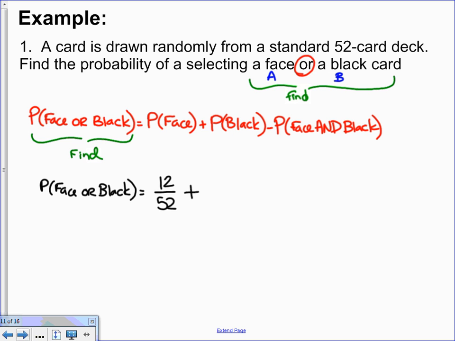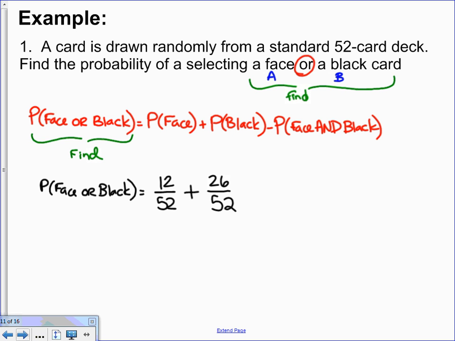26 out of 52. So half the deck is red, half the deck is black. 52 divided by 2 is 26, so we'll say 26 out of 52. And in this group, we counted all the black cards, like the ace, the 2 through 10, and the jack, queen, king of clubs. We're counting the ace, the 2 through 10s, and the jack, queen, king of spades. But the problem is, we already counted that jack, queen, king with the face cards.